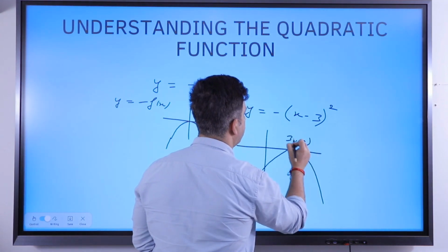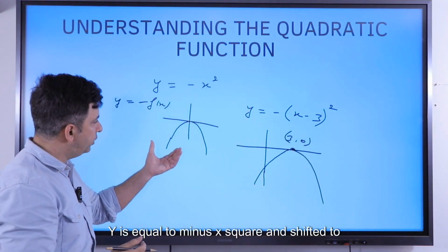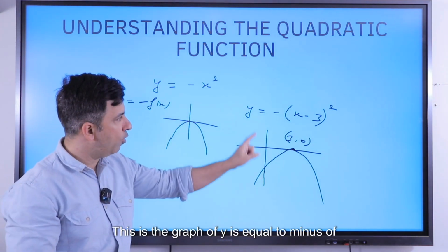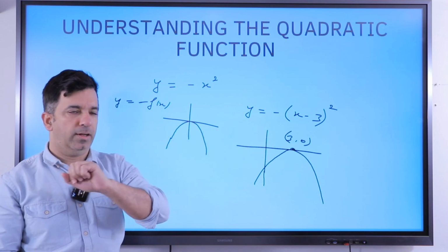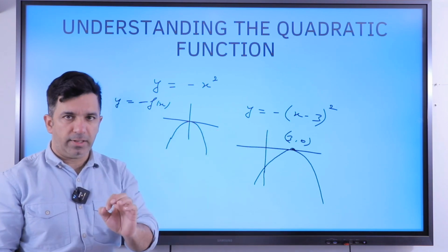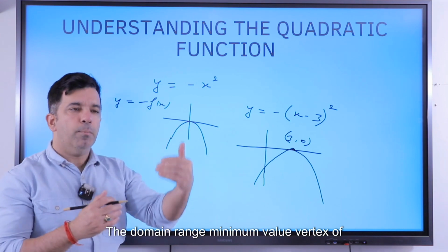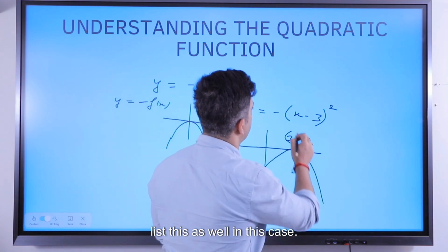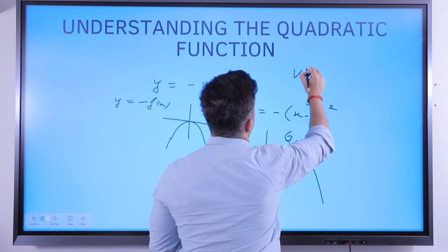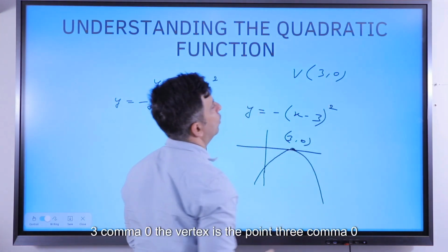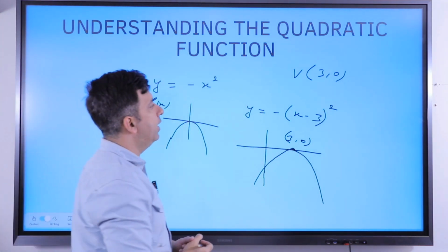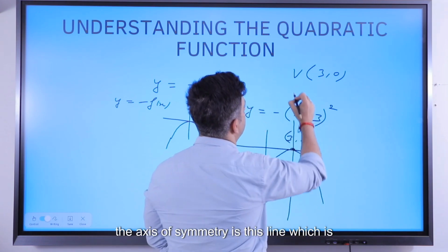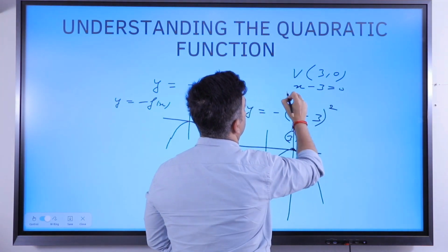Simply I have taken this graph, y is equal to minus x square, and shifted it to the right by distance 3. That's it. This is the graph of y is equal to minus of x minus 3 whole square. And now if someone asks me the domain, range, minimum value, vertex of, let's say, this function, I can list this as well. In this case, the vertex is the point 3, 0. And the axis of symmetry is this line, which is x minus 3 equal to 0.